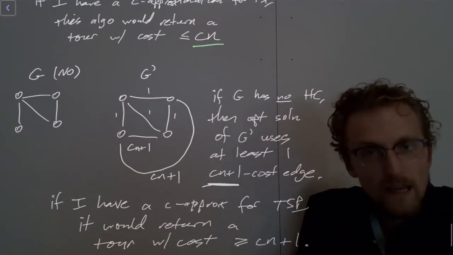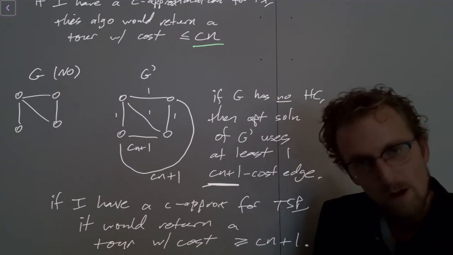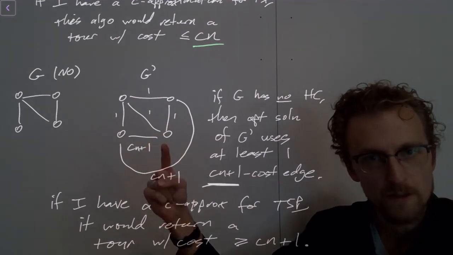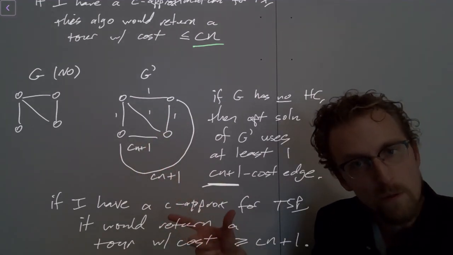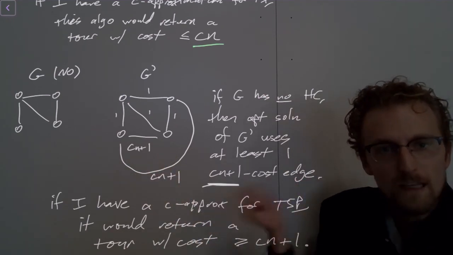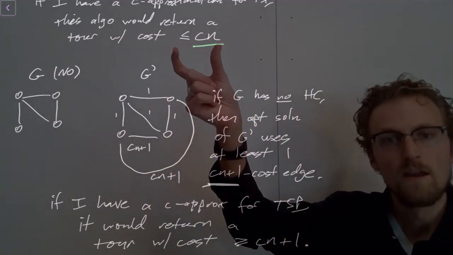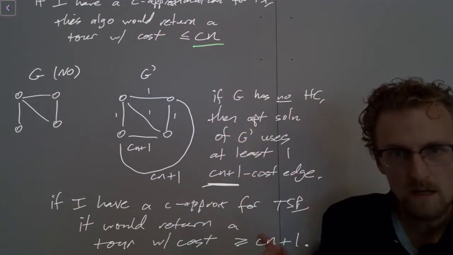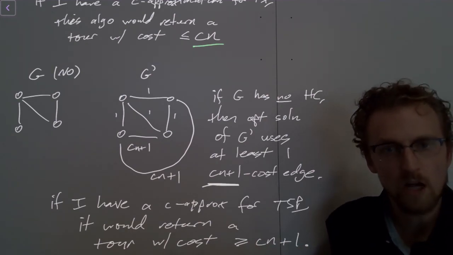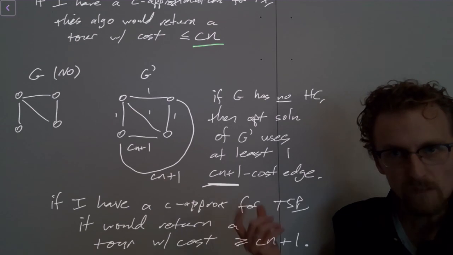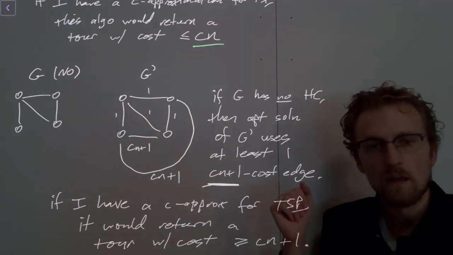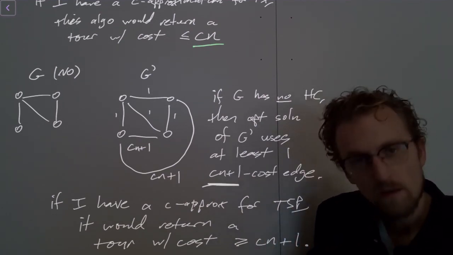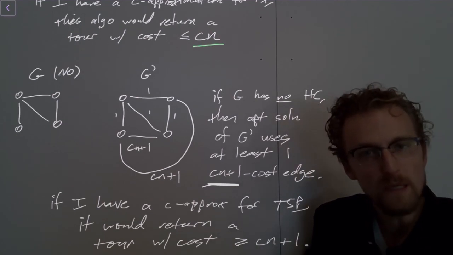Okay, so now how do I solve the Hamiltonian circuit problem in polynomial time? Well, I take my instance of the Hamiltonian circuit problem, I convert it to an instance of the TSP, and I use my hypothetical C approximation algorithm on that instance. If it gives me an answer that's less than or equal to Cn plus 1, then I know the original Hamiltonian circuit problem was a yes instance. If it gives me an answer with a cost greater than or equal to Cn plus 1, then I know my original instance was a no instance. And that allows me to solve the Hamiltonian circuit problem in polynomial time. Therefore, P would equal NP.